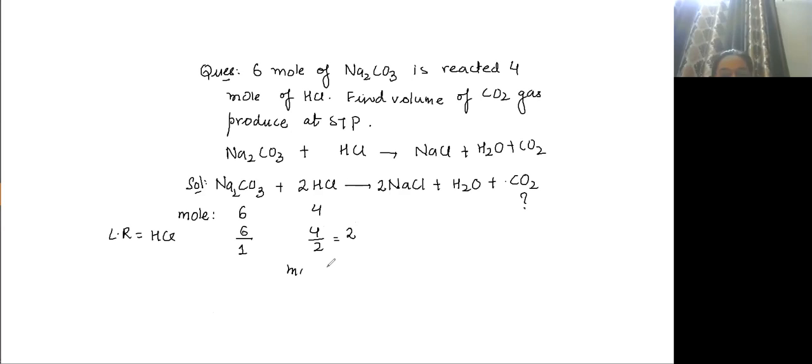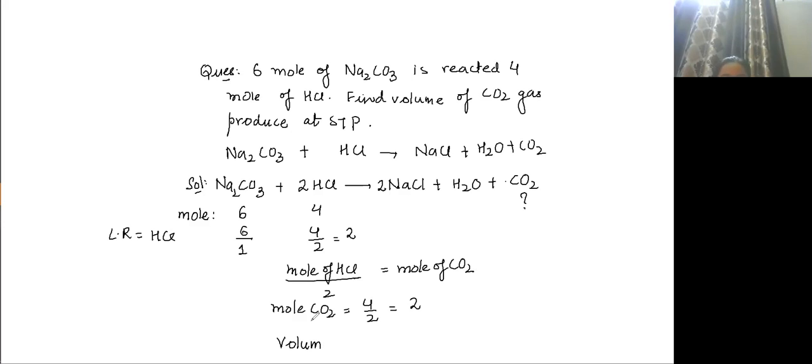So moles of HCl by 2 is equal to moles of CO2. So what will be moles of CO2? Moles of CO2 is moles of HCl by 2, that is 4 by 2. So moles of CO2 comes out to be 2. And what will be the volume of CO2? Moles into 22.4 liters.